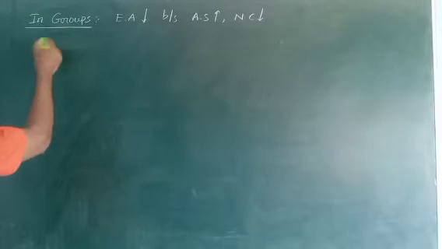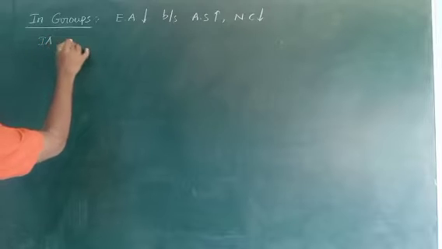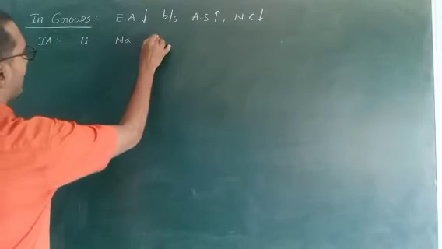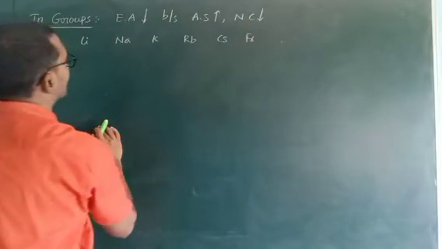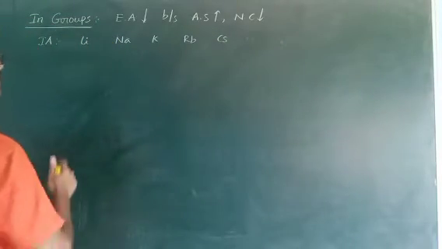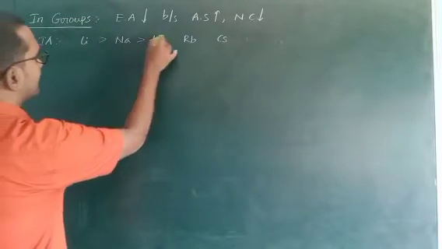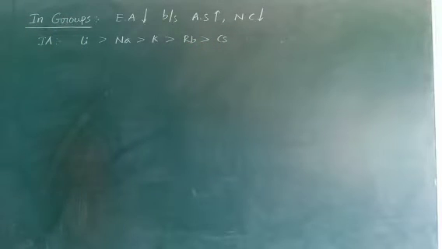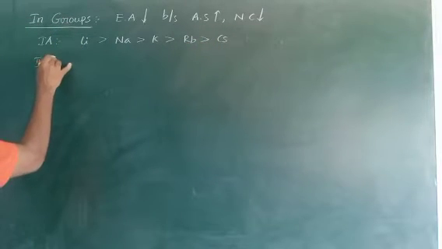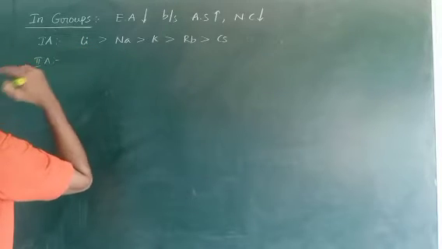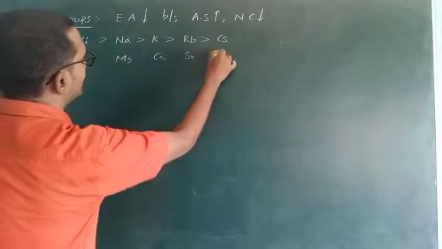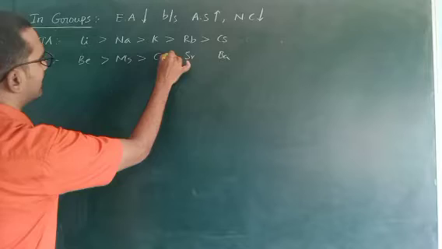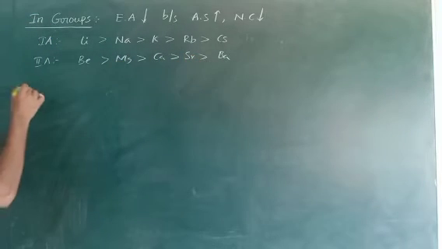Very, very important, those exceptional conditions here. Generally 1A, 2A, no problem. What is the 1A group? Lithium, sodium, potassium, rubidium, cesium, francium. No need to write francium because it is a radioactive element. So electron affinity decreases. For 2A also no problem. Beryllium, magnesium, calcium, strontium, barium. Here also it decreases. Up to here no problem. But from 3A onwards, these are exceptional conditions.